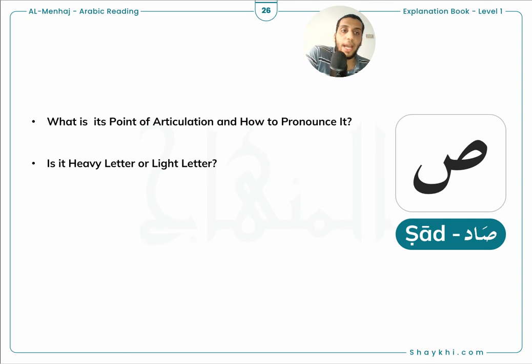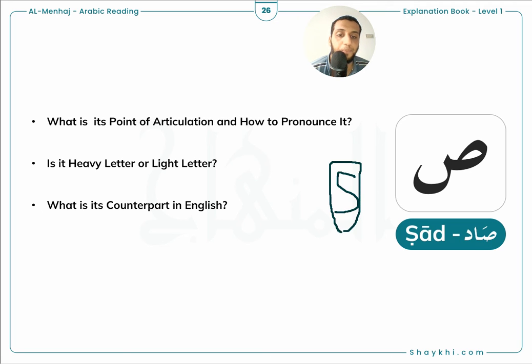Let's now move to the next question, which is what is the counterpart of the letter Sad in English? Actually, there is no counterpart of the letter Sad in English. There is a counterpart of just the letter Sin, which is the letter S, but because Sad is a heavy letter, it has no counterpart in English. So when you know that this letter is not found in English, you will need to exert more effort to pronounce it. Try to exert more effort by raising the back of the tongue and pronounce it more and more.